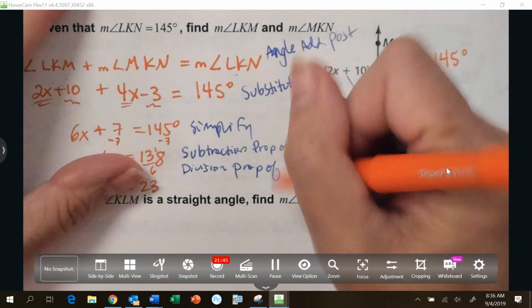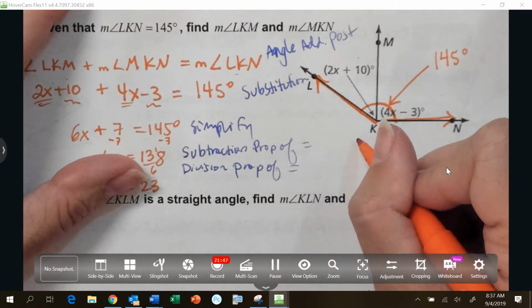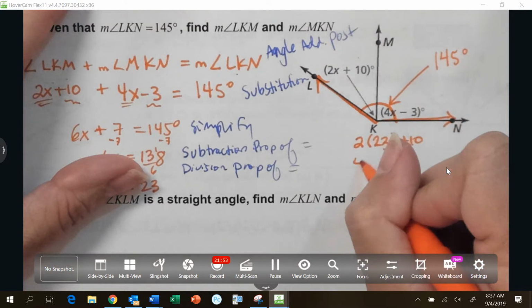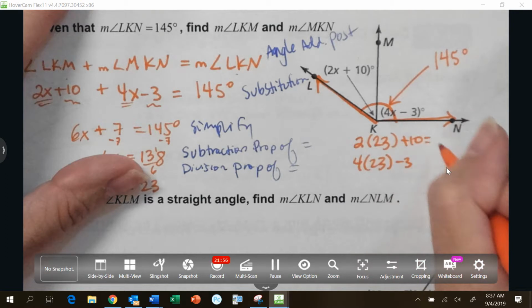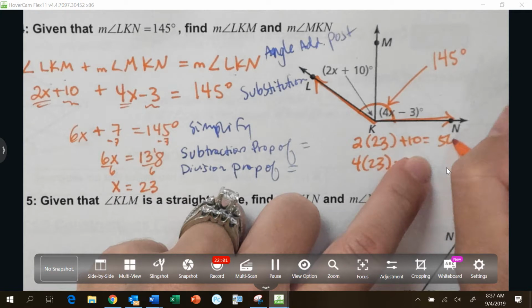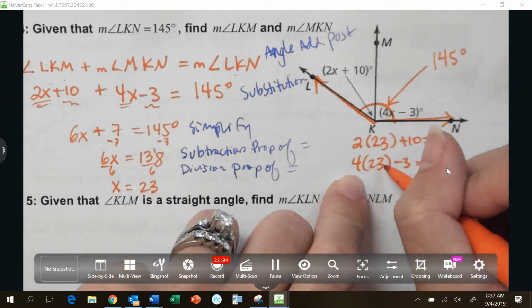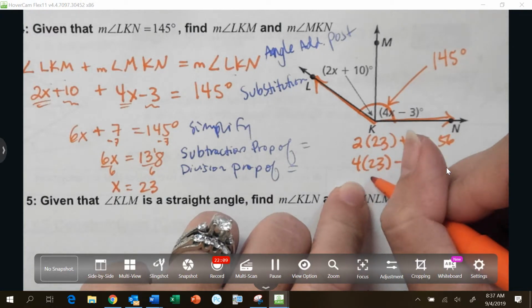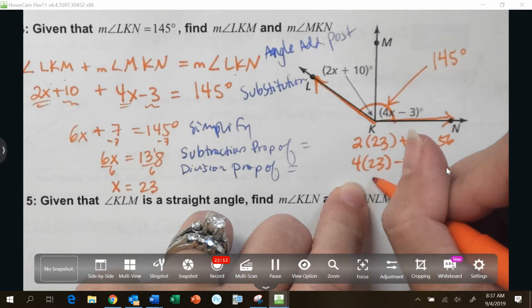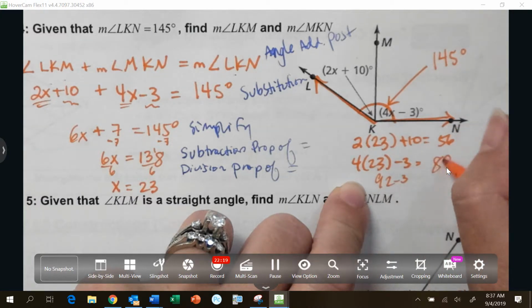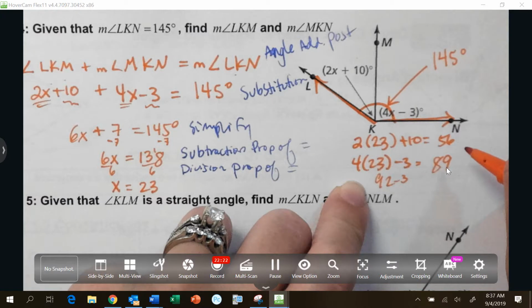I'm going to stop writing the purple part for a while. We're going to use substitution. We're going to do 2 times 23 plus 10. We're also going to do 4 times 23 minus 3. Is that 46, 56? And this one is 89. Anybody? Is it 92 minus 3? Anybody using a calculator or just me? Just me calculating? You guys are trusting me? It's not a good idea always.